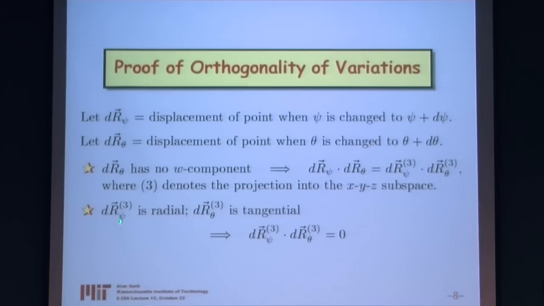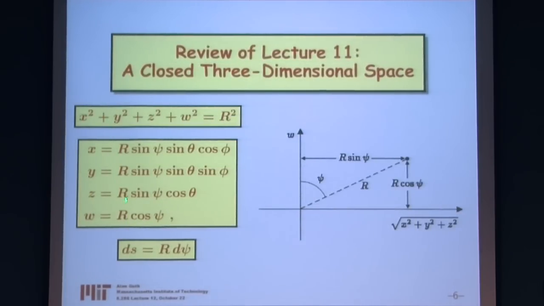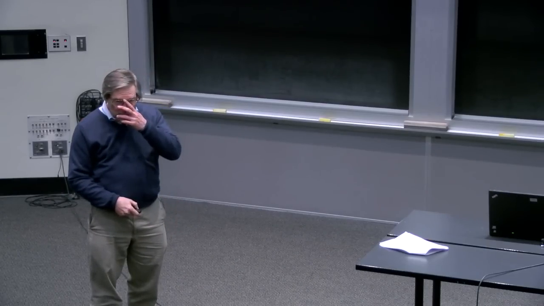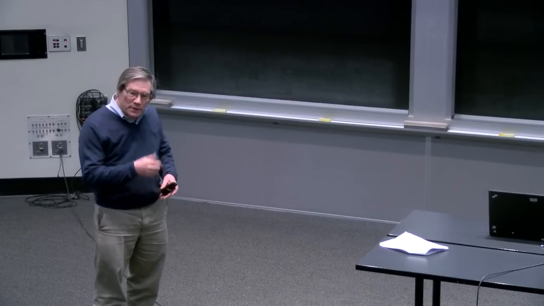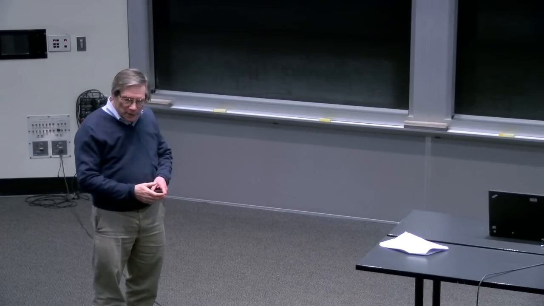Next thing to notice is that we can look at the properties of these two vectors. And dr psi, the vector we get when we vary psi, I claim is in the radial direction in this three-dimensional subspace. We can see that by looking again at these formulas that relate the angles to the Cartesian coordinates. When we vary psi, sine psi changes, but sine psi multiplies x, y, and z all by the same amount. So if sine psi changes, it changes x, y, and z proportionally. And if you change x, y, and z proportionally, it means you're moving in the radial direction in this three-dimensional subspace.